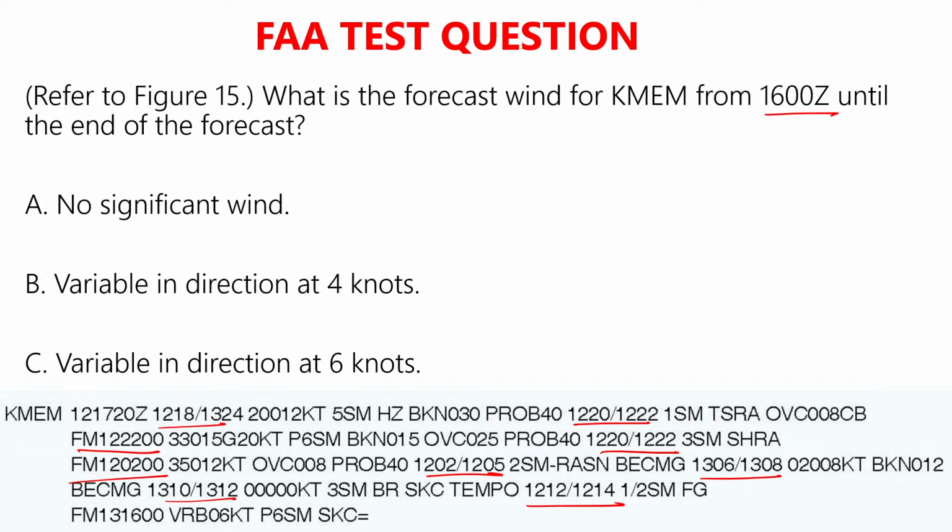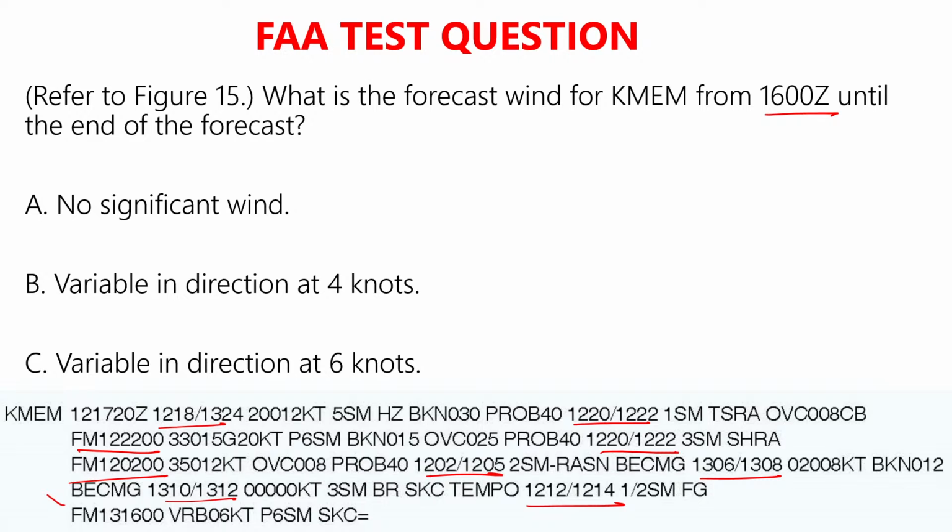So if you can go through this entire forecast and identify everything in here in the codes, then you'll be good to go for the test for the weather section. So what we're looking for is from 1600 Zulu until the end of the forecast, what is going to be the wind. And the only one that I can't really underline because the toolbar is right there is the one at the very bottom, which says from 13 to 16.